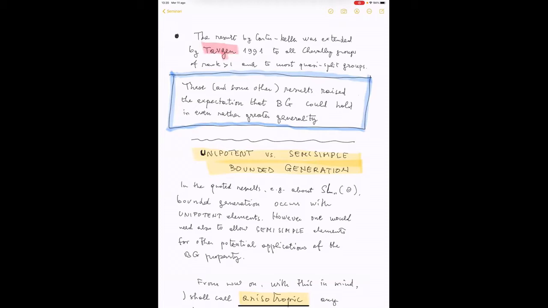And so these and some other results raised the expectation of many mathematicians working in the field that the bounded generation property could hold in even rather greater generality.